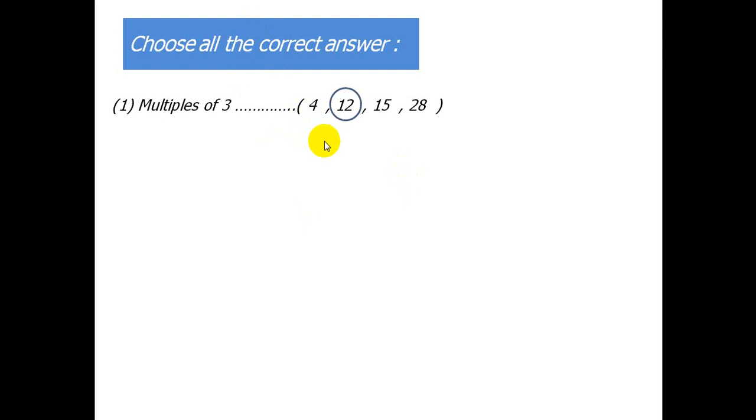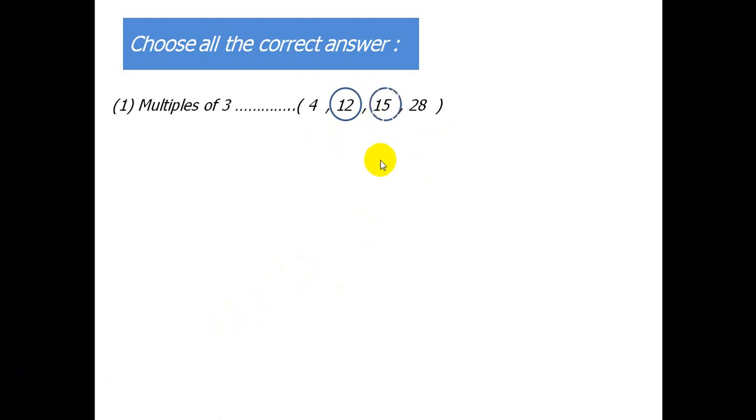Okay, jump to 15. I get 15 here. Search for 15. 3 times 5 equals 15. So I get 15 as a result inside table 3. Yes, of course, I have 3 times 5 equals 15. So 15 is a multiple of 3.